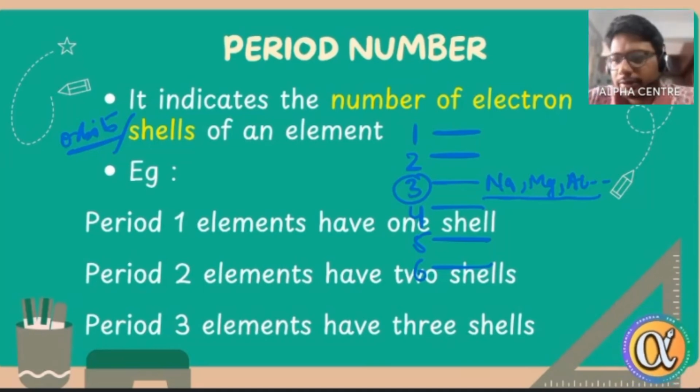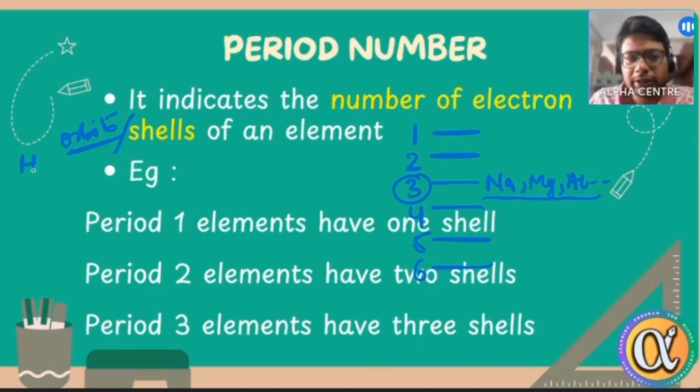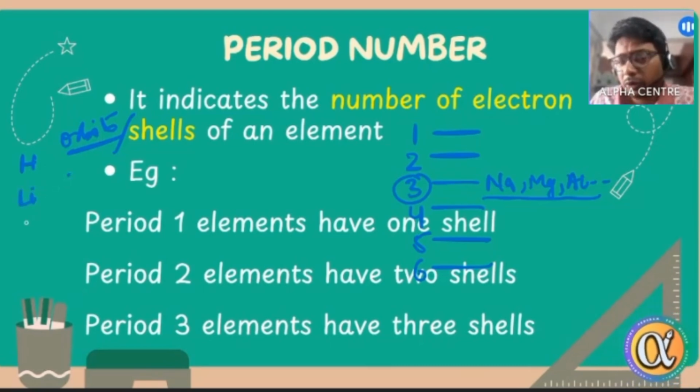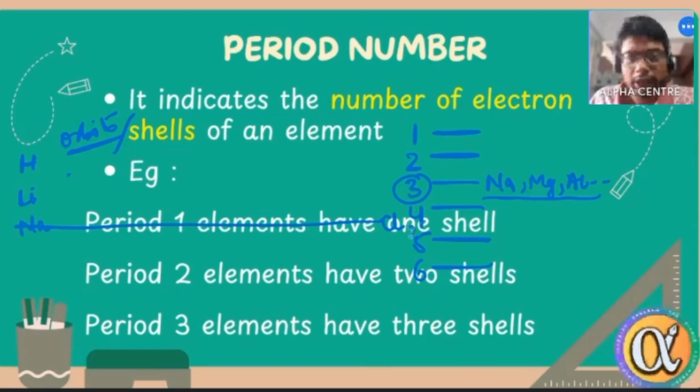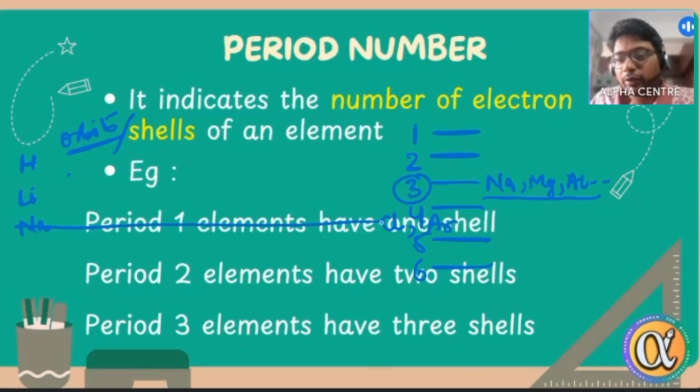So as we go down, the number of cells increases. For example, if I just consider the first group, hydrogen has only 1 cell. Lithium will have 2 cells. Sodium will have 3 cells. And every element in this period from sodium till the last element, which is argon, will have only 3 cells. None of them will have 4 cells.